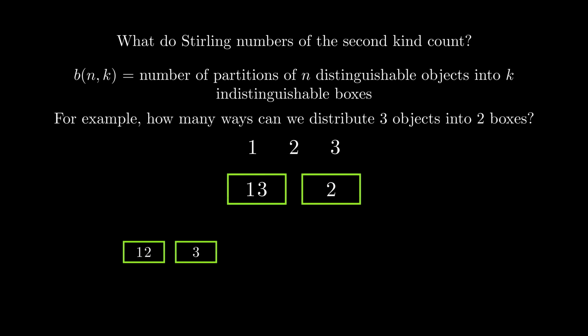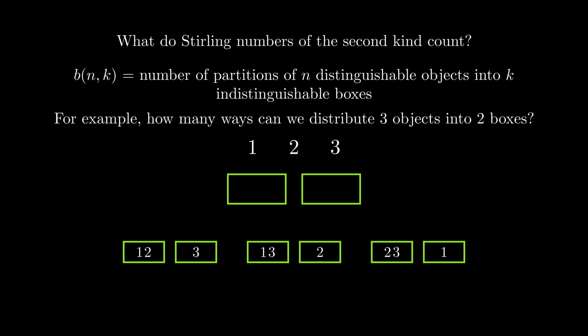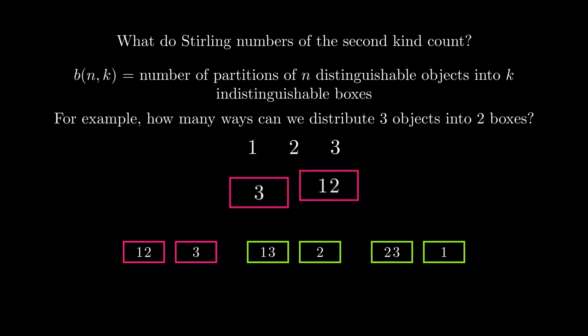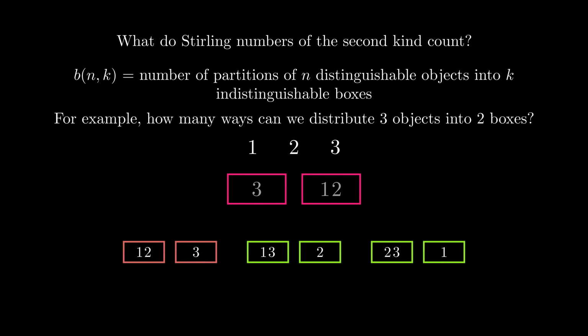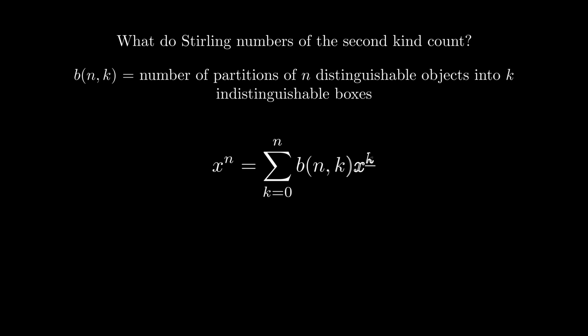For instance, if we have 3 objects in 2 boxes, here are all of the ways to do this. We can't include this choice here because the boxes are indistinguishable, so these two are really the same. We also can't count this possibility because we can't have empty boxes. The identity we are trying to prove is this. Once again, let's tackle it with a double counting proof.